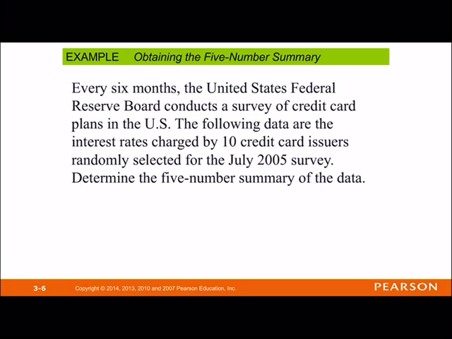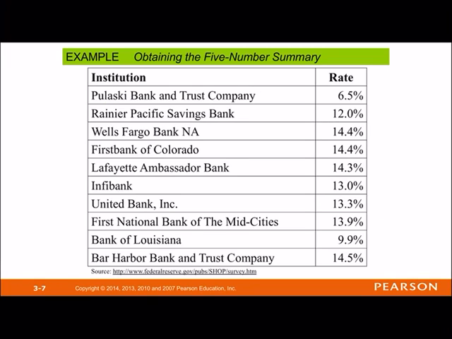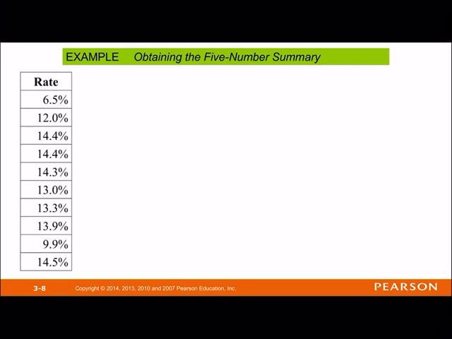Okay, so every 6 months, the United States Federal Reserve Board conducts a survey of credit card plans in the United States. The following data are the interest rates charged by 10 credit card issuers randomly selected for the July 2005 survey. Determine the 5-number summary of the data. Okay, so here we have all of our banks, and the interest rates are on the right. I just pulled off the rates there.